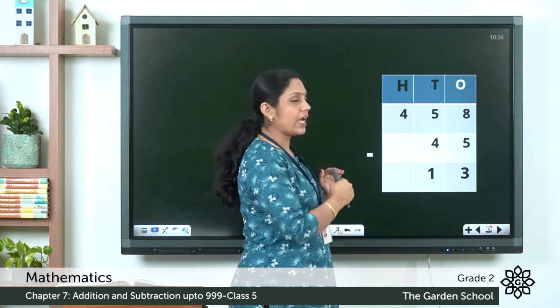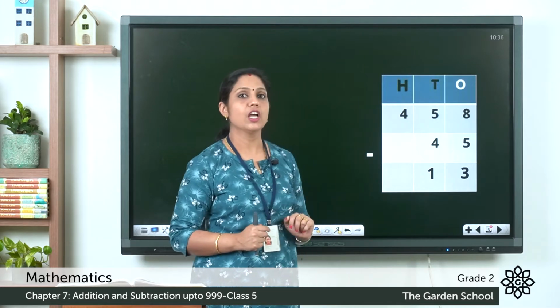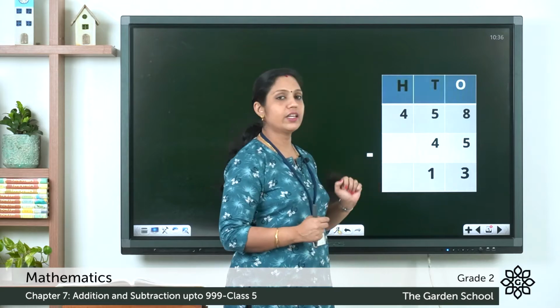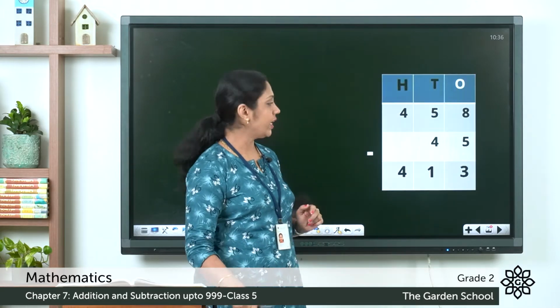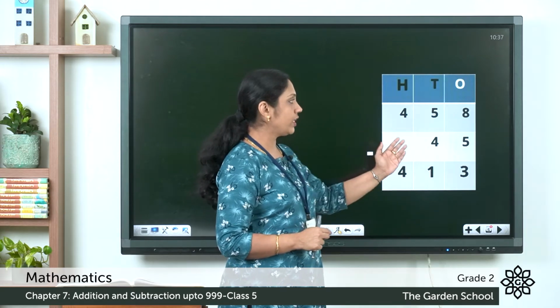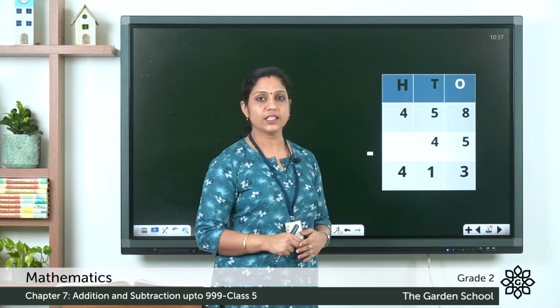Now let's move on to the hundreds place. Here in the hundreds place we have only one number, that is 4. So what we have to do, that 4 we can write here along with the answer and we get the answer 413. So 458 minus 45 is equal to 413.